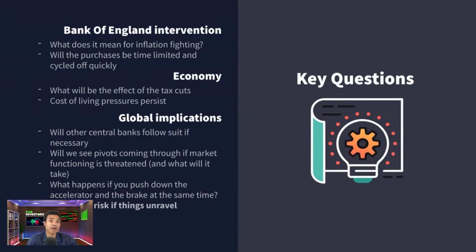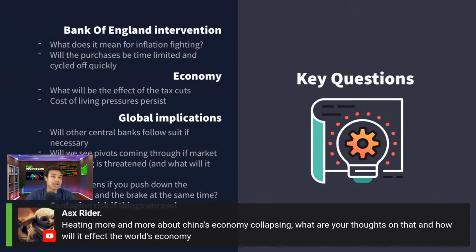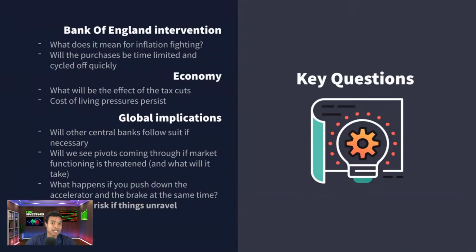But if things continue to break and if there's risk of contagion, I know ASX Rider mentioned up above here other economies as well, such as China, like what's happening there. So what will happen on those fronts? And what will the central banks do there to support their economies? Now, will we see pivots coming through if market functioning is threatened?